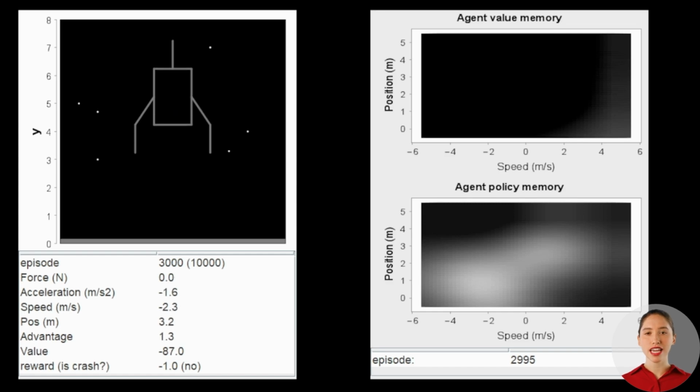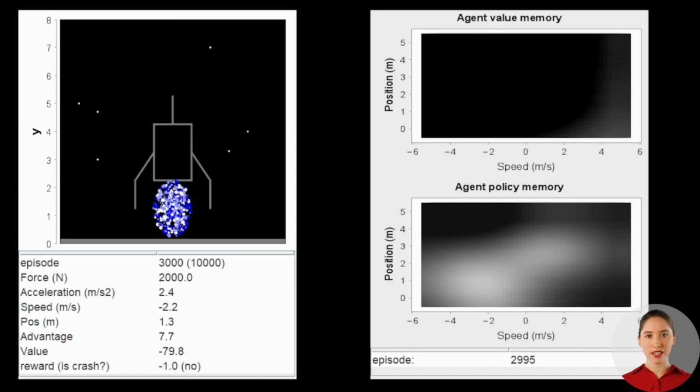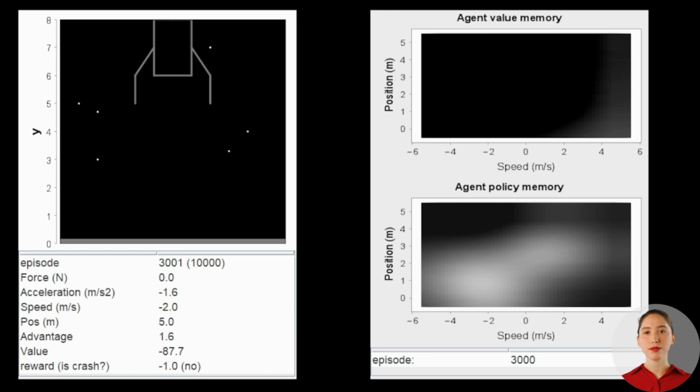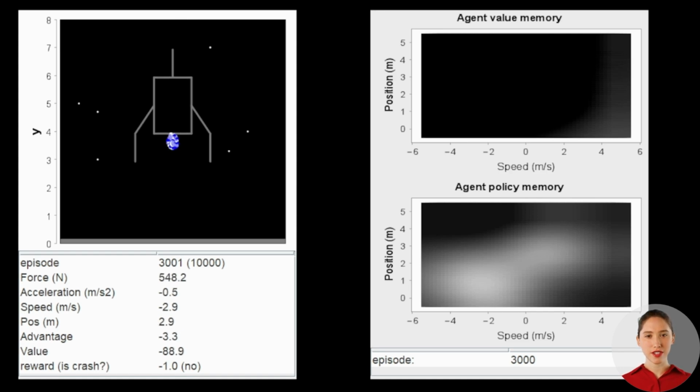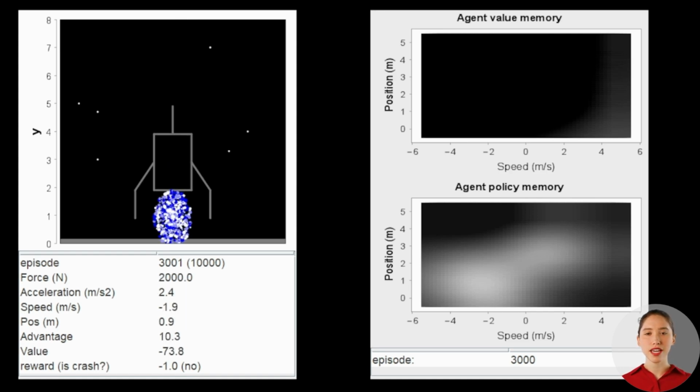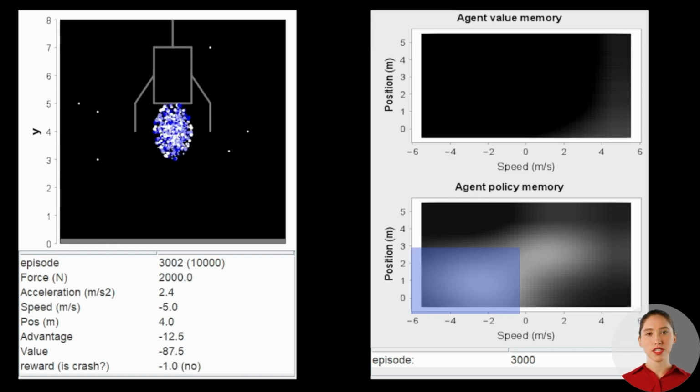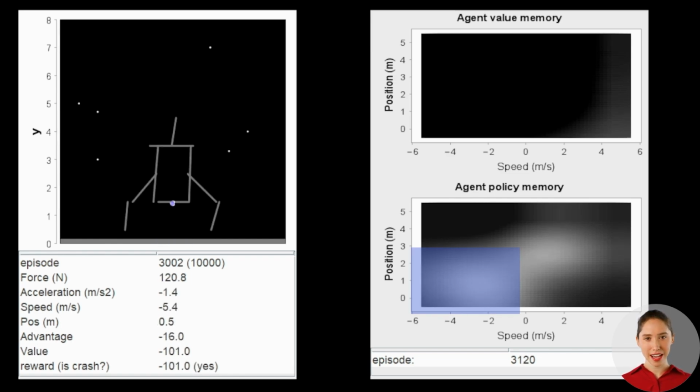Let us test the agent after 3,000 episodes of training. It is still crashing, but there has been improvement. The crash is less severe. We can see in the policy plot that the agent increases force when the spacecraft approaches the surface with negative speed.